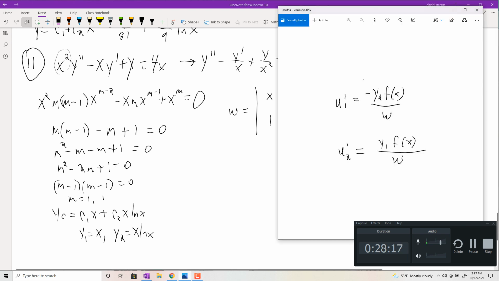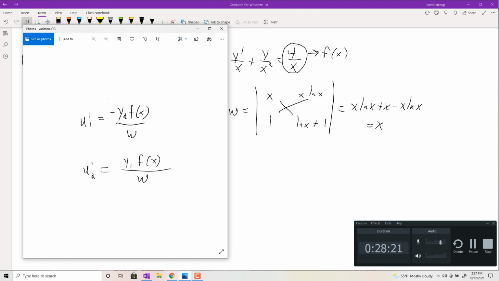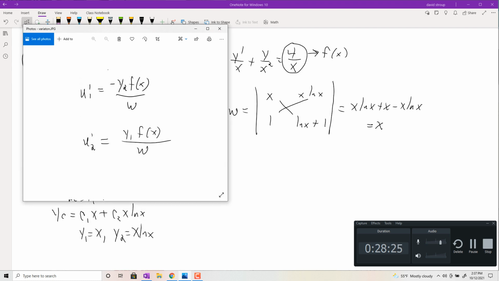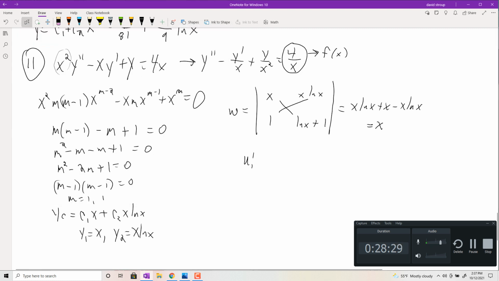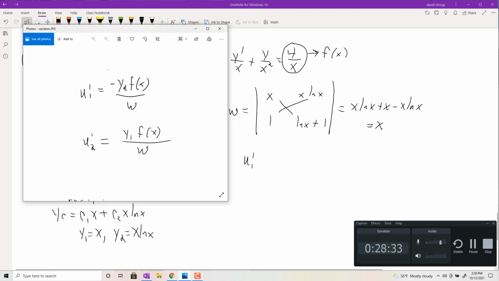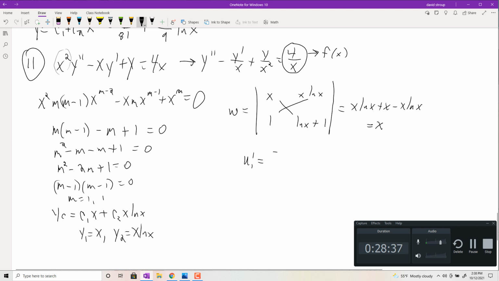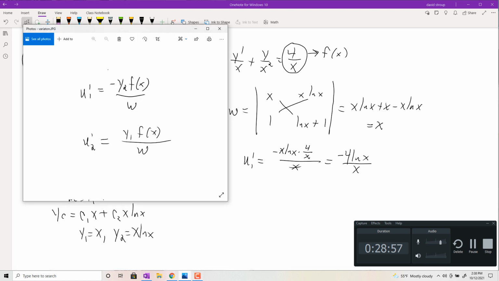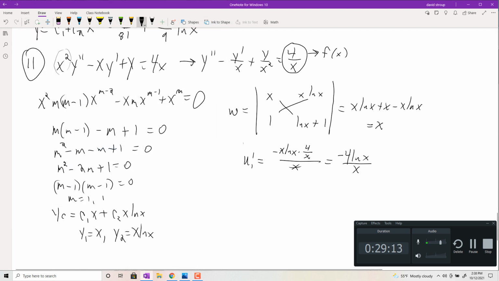Okay? And then I need my little formulas that I always forget for some reason, and I don't want to obscure my y1, y2. So u1 prime is negative y2 f of x, negative x ln x times f of x all over W. So these x's would cancel. It looks like I'm just left with negative 4 ln x all over x. Let's make sure I got all that correct. Where's my little sheet? There we go. y2 is x ln x times f of x, which is 4 over x, all over the Wronskian, which is x. The x's cancel, so you get 4 ln x over x with a negative. Yeah.